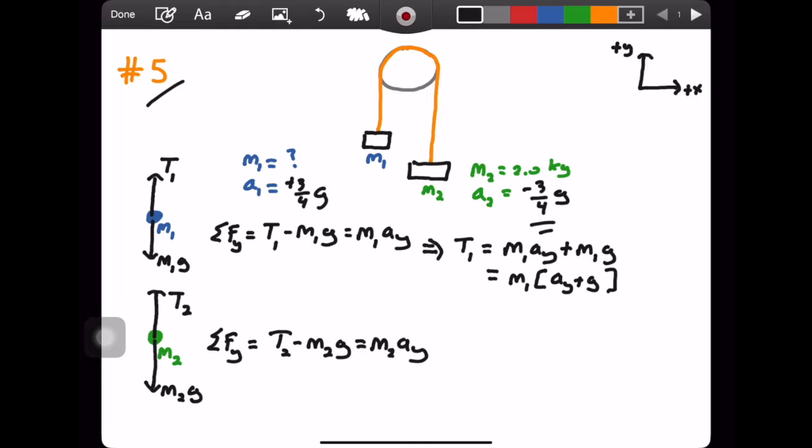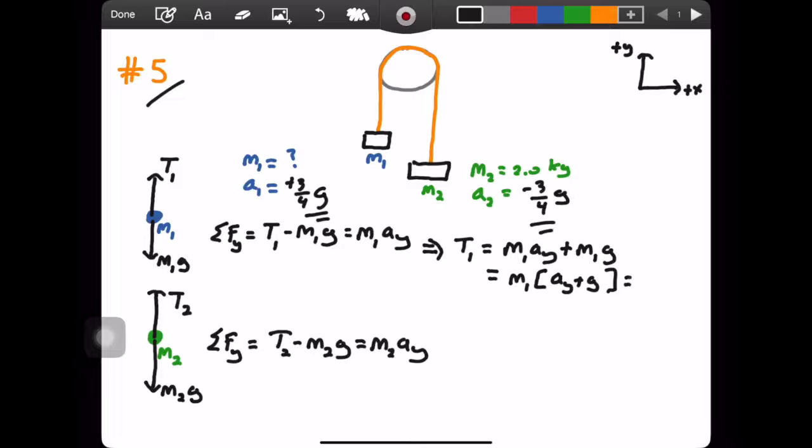And remember, the acceleration of mass 1 is going to be the same as the acceleration of mass 2 because the distance between them, the tension in the rope, is going to remain the same. And so if mass 2 has an acceleration downward of negative 3/4 G, then mass 1 has an acceleration upwards of positive 3/4 G.